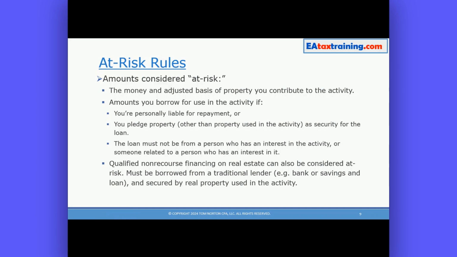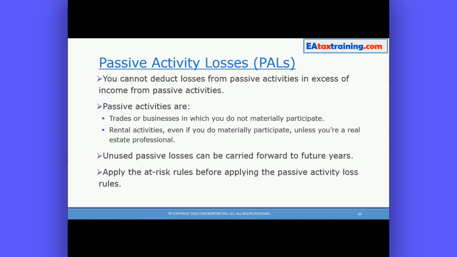So just remember that if you think about it, you have to invest the money, or you have to be personally liable for a loan, or you have to have property that you own that is at risk of being lost if the loan is not paid back, in order to have money at risk.